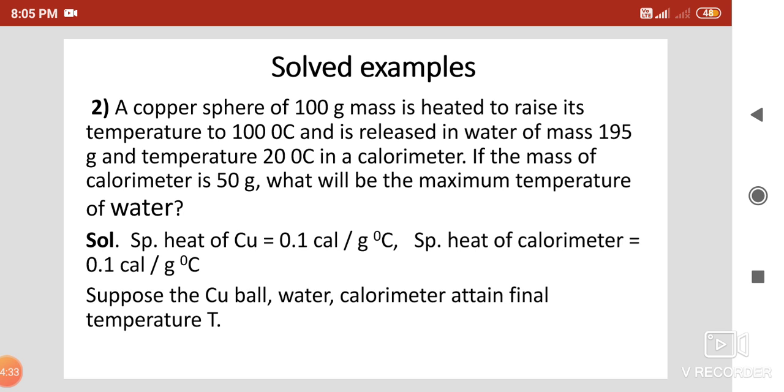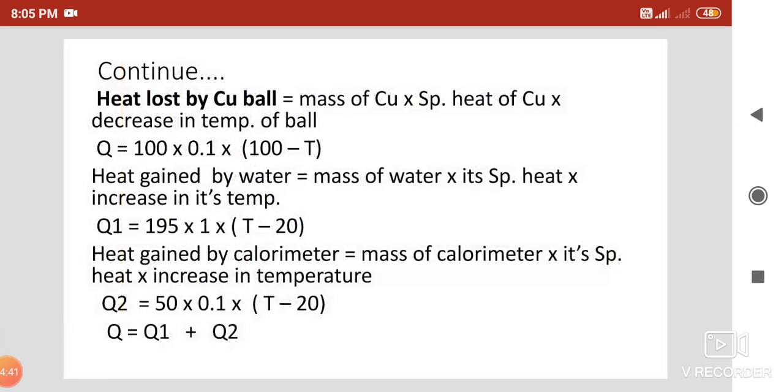Then afterwards we'll find the heat gained by water. So heat gained by water is equal to the mass of water multiplied by the specific heat capacity of water multiplied by the increase in its temperature. So it is 195 multiplied by 1 multiplied by T minus 20. The temperature of water will increase, so here T minus 20. So Q1 equal to 195 multiplied by 1 multiplied by T minus 20.